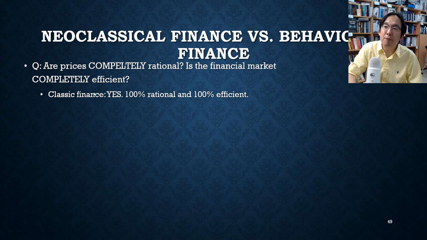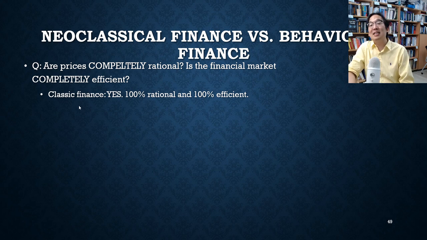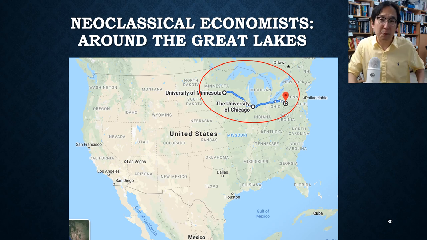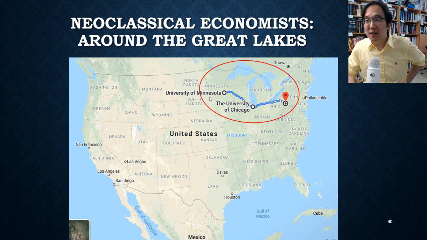Are prices completely rational? Is the financial market completely efficient? Neoclassical finance guys say yes. Where are those guys? Minnesota, Chicago, and Carnegie Mellon. Three schools around the Great Lakes in the United States. So either you call them neoclassical finance guys, or you call it the Chicago, Minnesota, Carnegie Mellon school of thought. It's up to you. This is where I am from, Minnesota. I earned my PhD in this way and got my degree there with my advisor there.